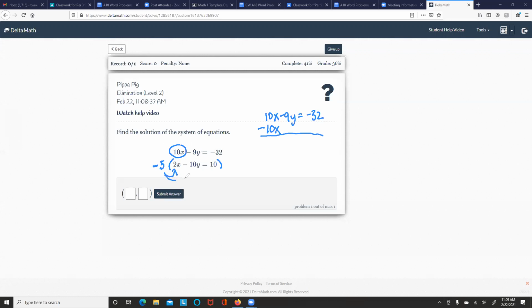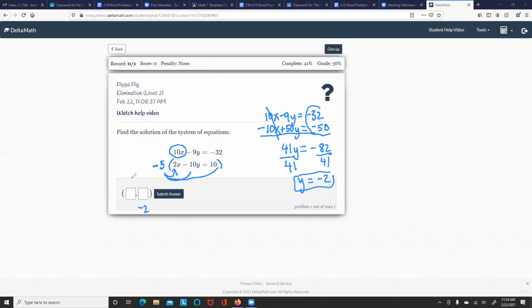And then I want to multiply -5 times -10. That would be positive 50y equals, and then -5 times 10 would be -50. So you've got to watch your negatives on these. Now when I add them together, the x is going to go away because one's a positive 10, one's a -10. When I take 50 minus 9, well, that's 41y equals -82. If I add these two together, I get -82. Okay, and I divide, oh look, 41 goes into 82 perfectly. So y equals -2. Okay, so I got y to be -2.